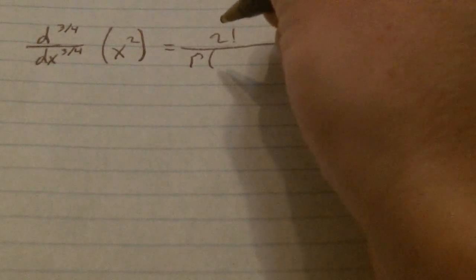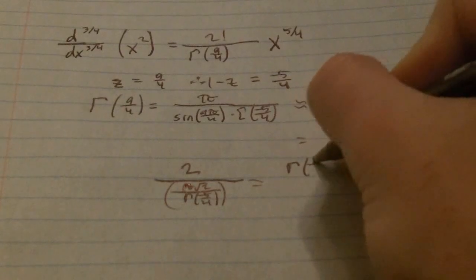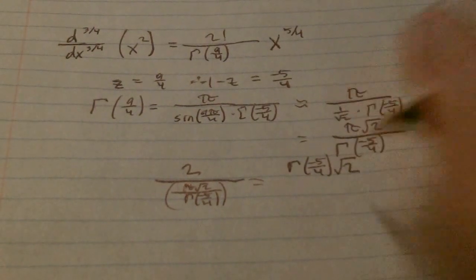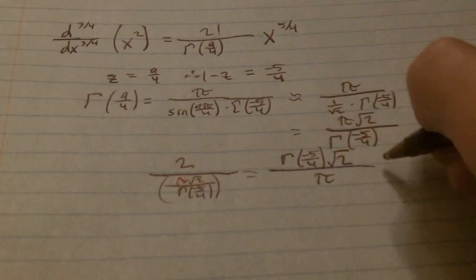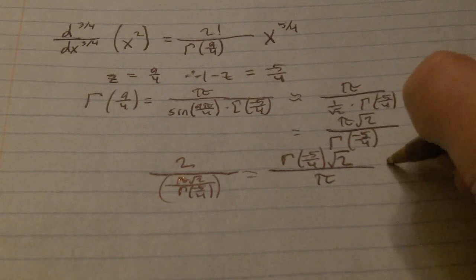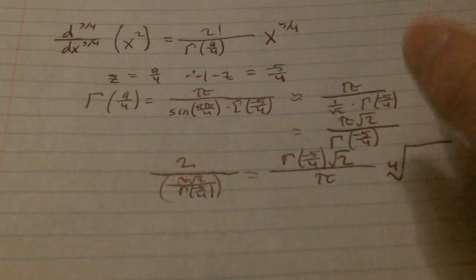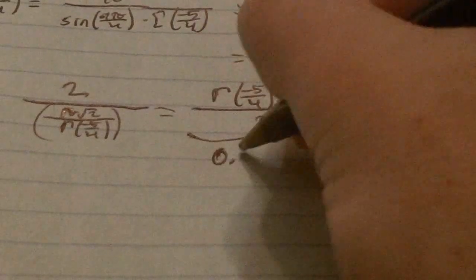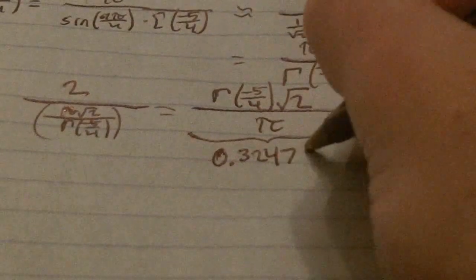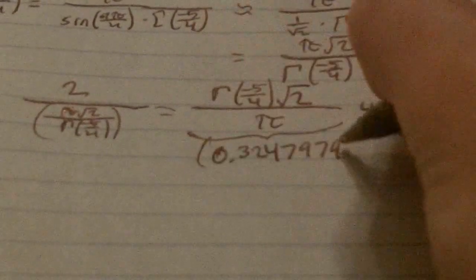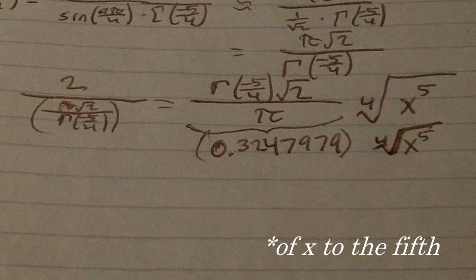But even so, the three-quarters derivative of x squared, let's apply that same form, and then we basically get 2 factorial over the gamma of 2 minus 3/4 plus 1, right? Let's just do this calculation real quick. It's gamma of negative 5/4 times the square root of 2 over, and we're actually dividing by pi, and this is x to the 5/4, so it's like saying the fourth root of x to the 5th is about 0.3247979. And it's that quantity times the 4th root of x cubed.